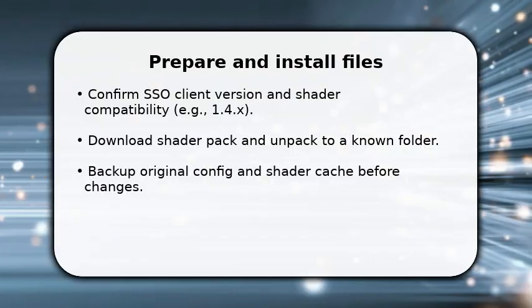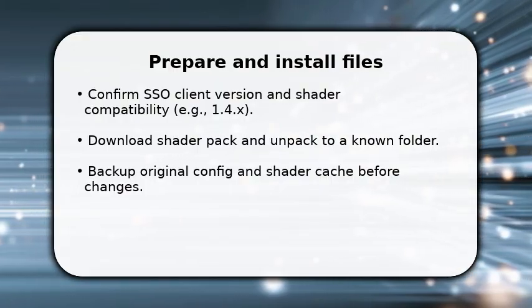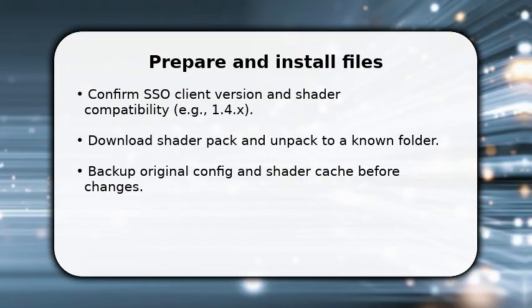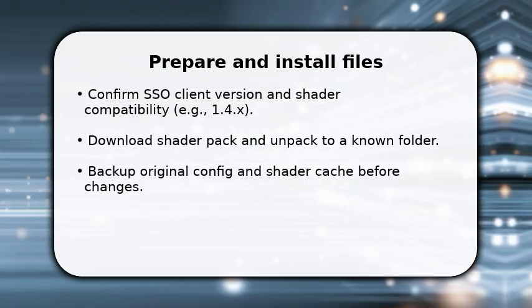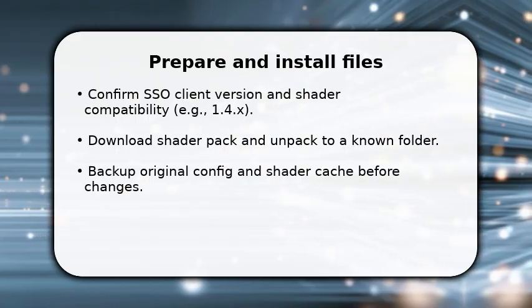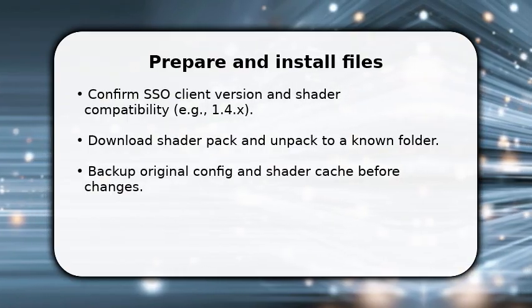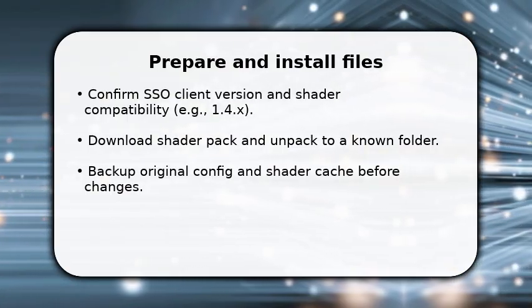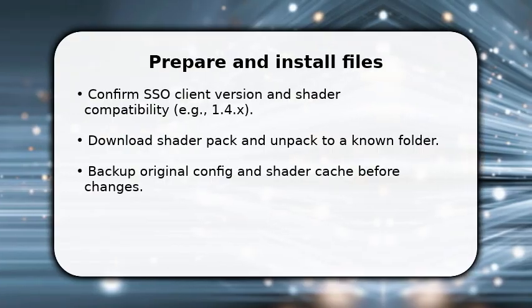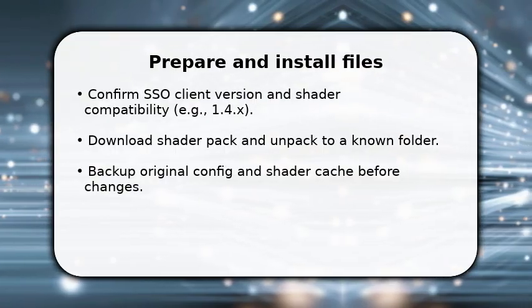You start by making targeted preparations. Check that your SSO client version matches the shader pack, because mismatches break rendering. Once done, download the shader archive and extract it into a specific folder you control. Don't scatter files. Then create a quick backup of the original config and shader cache so you can revert if needed. These steps reduce troubleshooting time and ensure you can test changes safely.